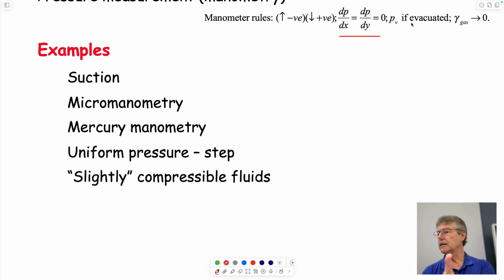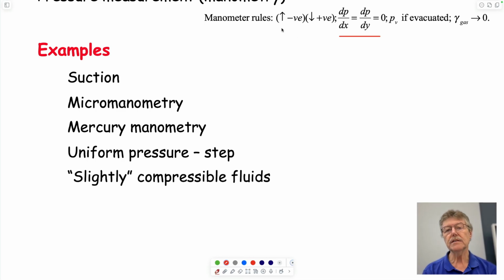If it's evacuated, as in the case of our barometer, upside down, made of a vapor space at the top, then the pressure has to be the vapor pressure of that gas. So for mercury, it's almost 0, certainly a very small number compared to atmospheric pressure, which is 100 kilopascals, or 10 to the 5 pascals, newtons per meter squared.